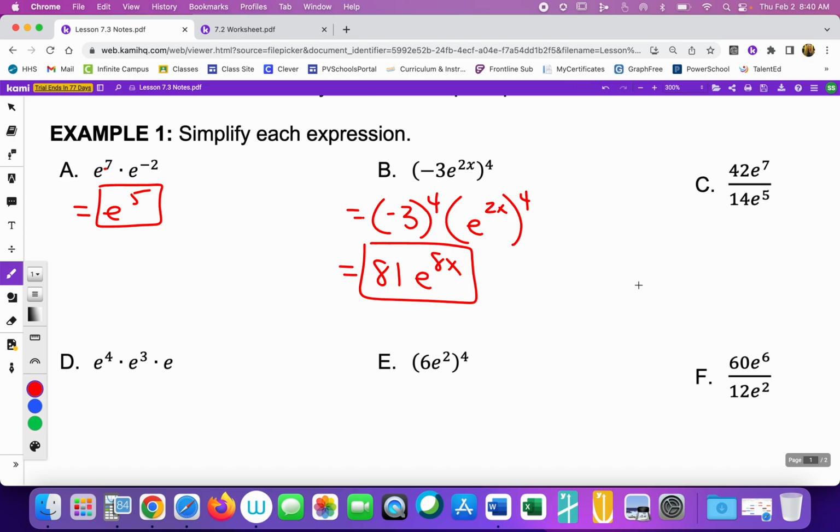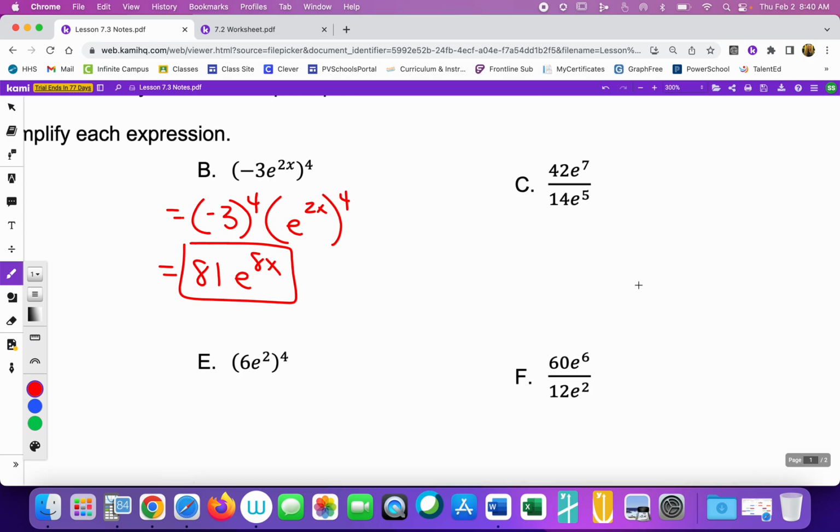And then c, how would we approach that one? What do you do with the big numbers? Divide? Does that go in evenly? 42 divided by 14 is 3. What do you do with the exponents on the e's? Subtract. So 7 minus 5 would be 2. So 3e squared.